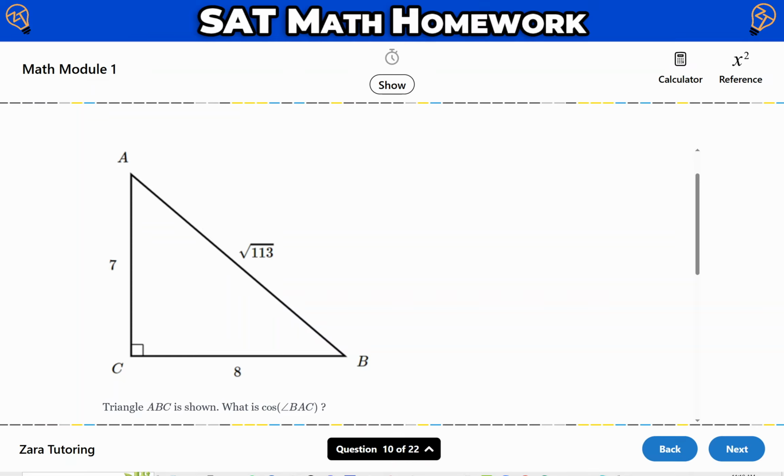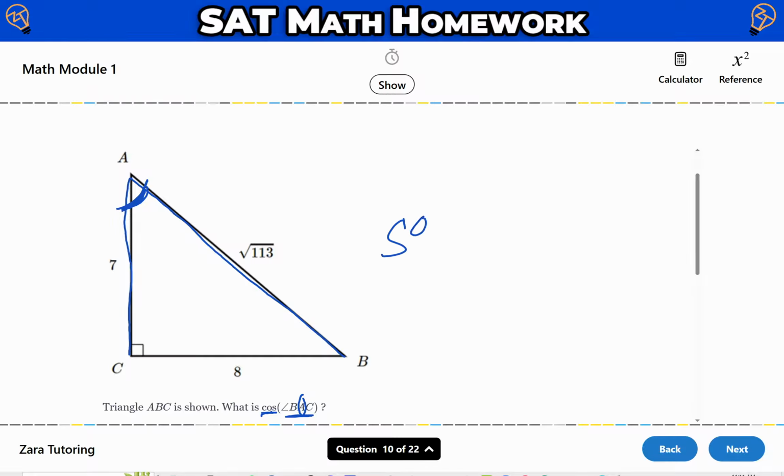This is a trigonometric question asking for the cosine from angle BAC. Now, the second letter is always the most important, or that middle letter. That is the vertex. So we could lay this out BAC, but what matters is the second letter, like I said. So we're going from angle A.